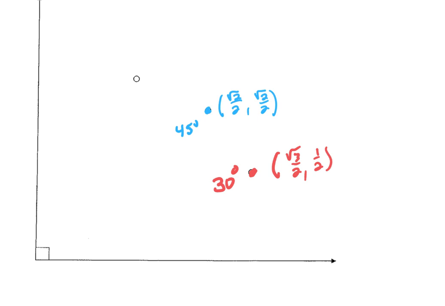Okay. So that's negative and negative down in quadrant 3. So think about quadrant 4. We're going positive and then negative. So positive square root of 2 over 2, comma, negative square root of 2 over 2.